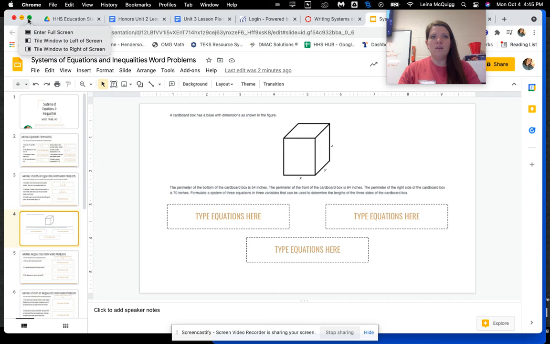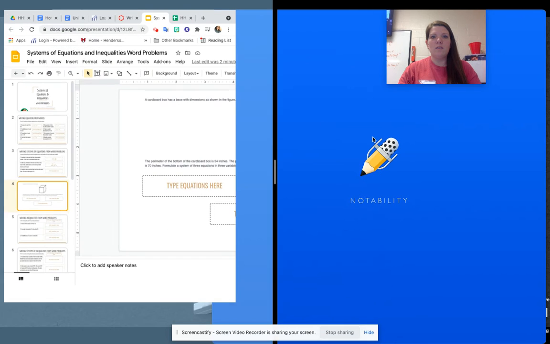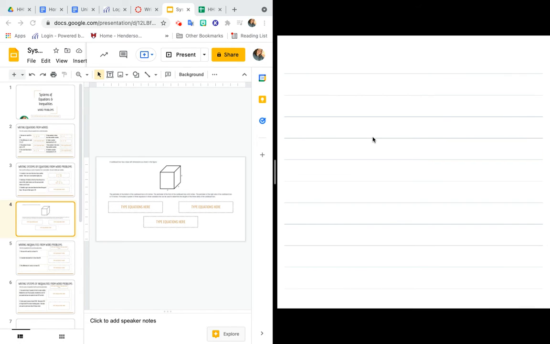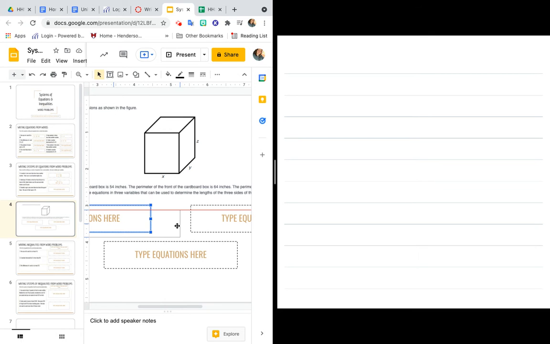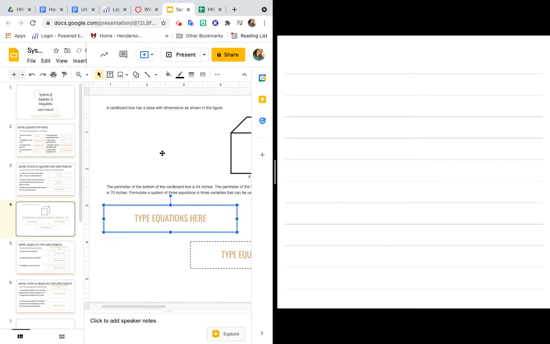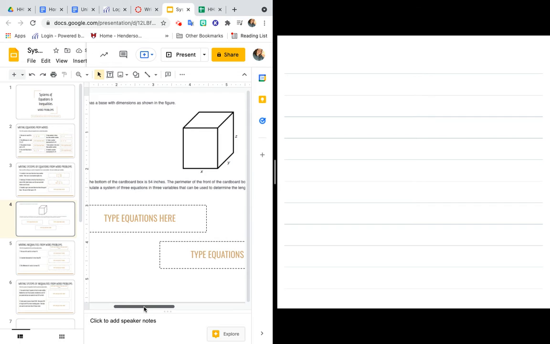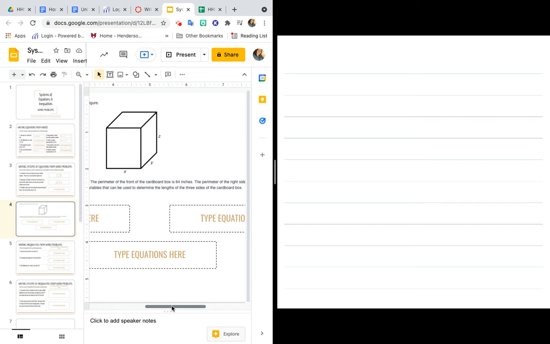Let's see. Here we go. Okay, oops, I didn't mean to move that. Moving all kinds of stuff on here. All right, first I'm going to start by drawing a picture. My pen's not going to work because my iPad's plugged in.